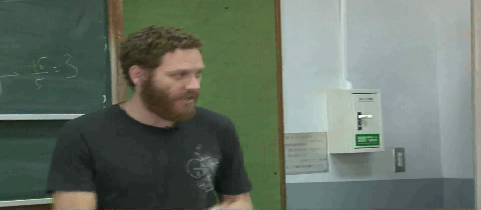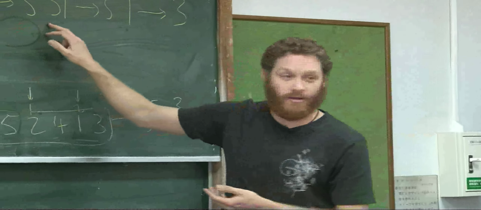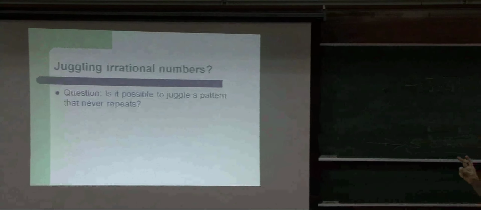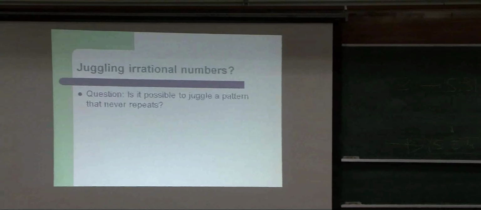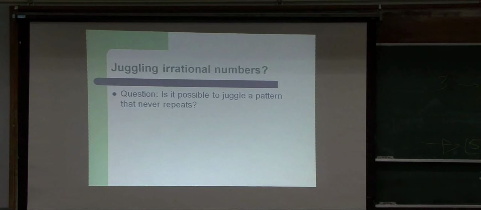Now, one last interesting thing, I guess, given that we've seen transitions between different patterns of finite length: here I've got the title Juggling Irrational Numbers. I couldn't exactly work out what to call that. It's not technically correct to say juggling irrational numbers. I guess what I mean is a decimal expansion of irrational numbers. So is it possible, this is the main question here, is it possible to juggle a pattern that never repeats?